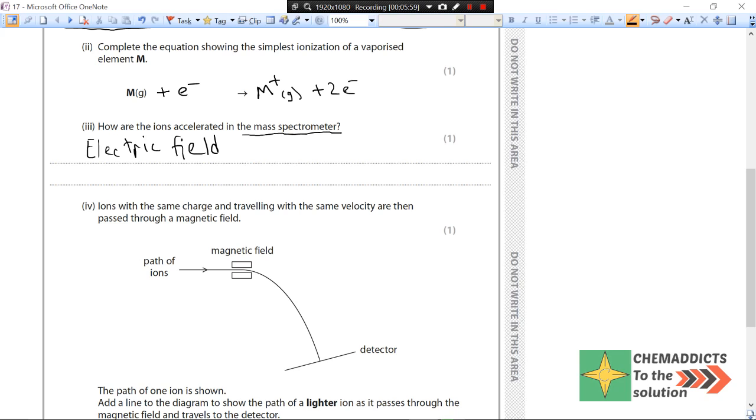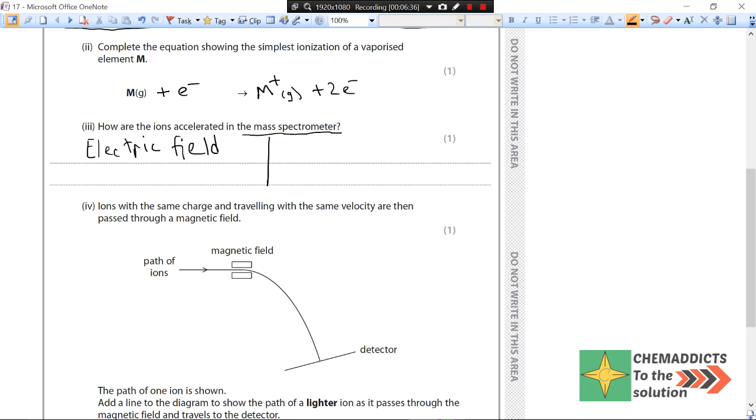Let us once again differentiate this from the electromagnetic field. An electromagnetic field involves an electric field and a magnetic field coexisting together. But in an electric field, only the electric field is present; by its name you can guess. Another point we can make here is that the electric field accelerates ions.